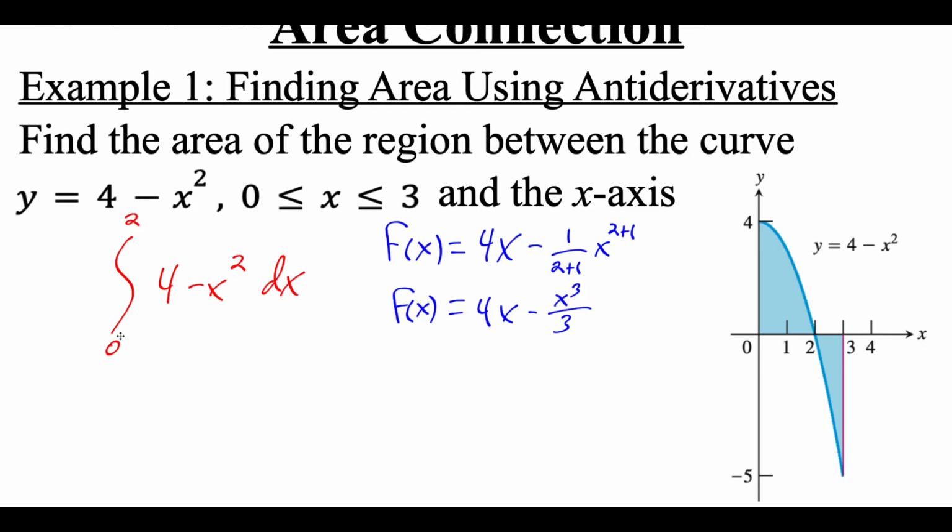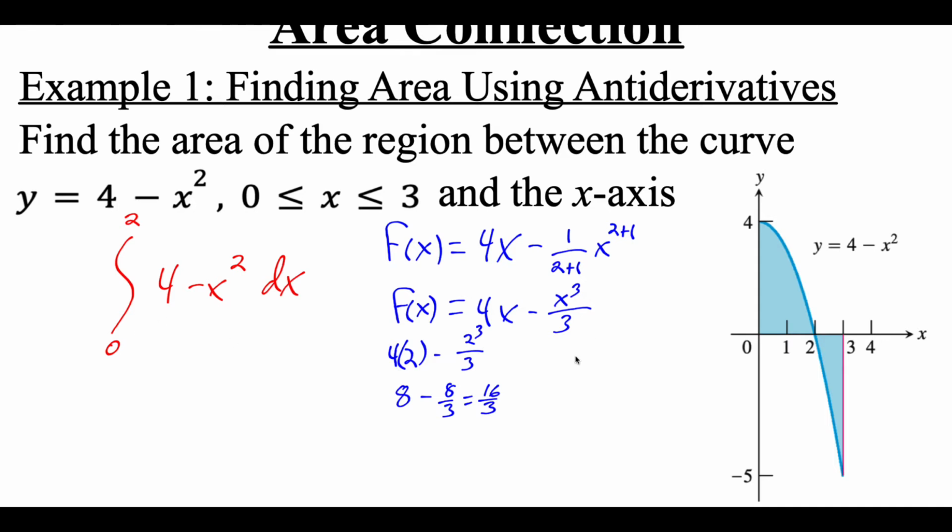Now we're going from 2 to 0. So first I'm going to plug in 2. 4 times 2 minus 2 cubed over 3. So 4 times 2 is 8 minus 2 cubed is 8 over 3, so 8 thirds. We'll have to get common denominators in here in order to subtract those out. But we end up getting 16 thirds.